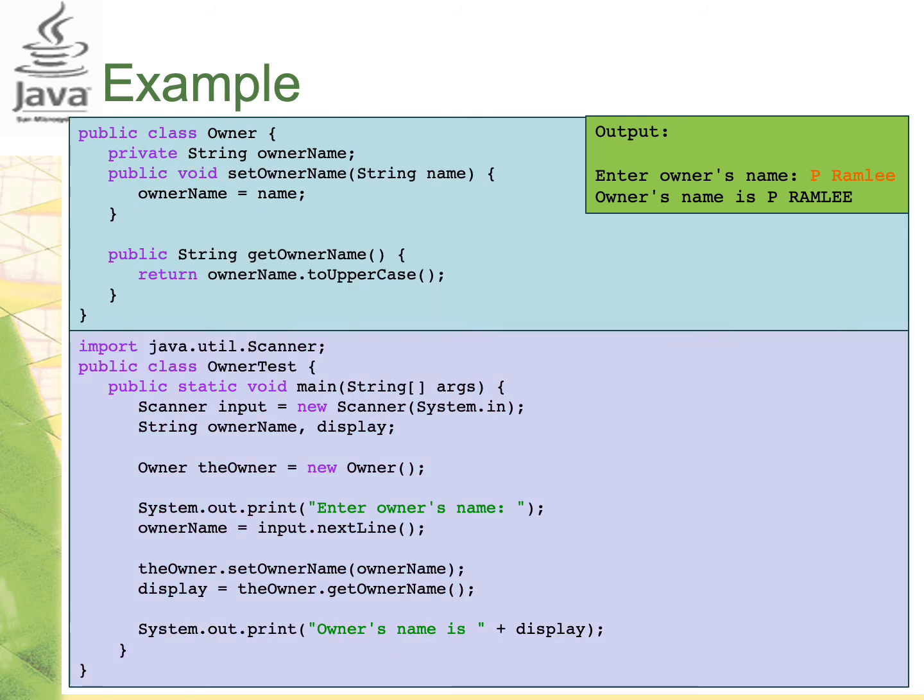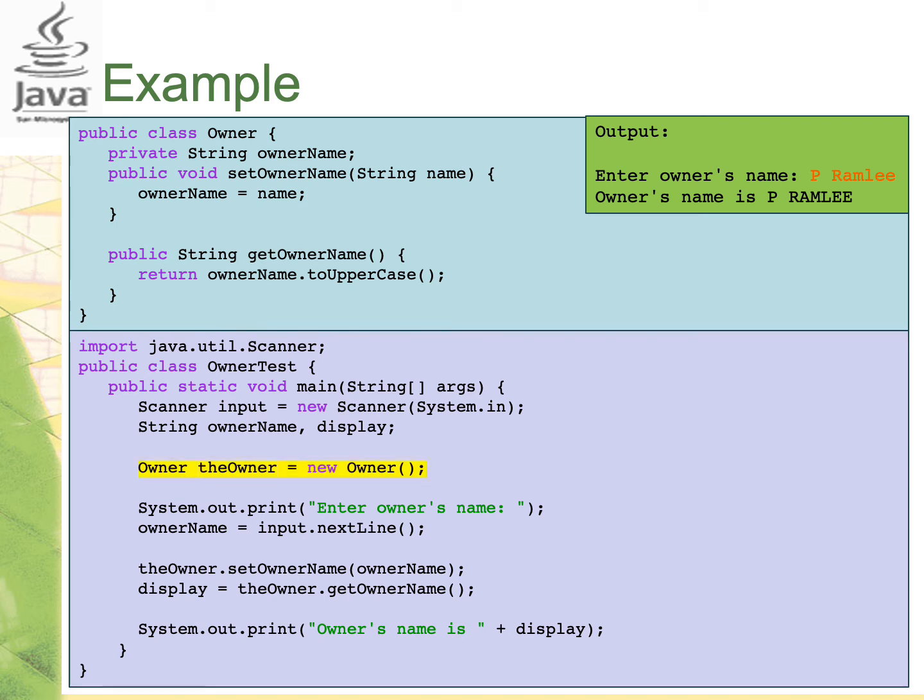It makes more sense to declare and create an object when we have at least two classes. Let's change the code before into two classes. Here we have the Owner class and the OwnerTest class. OwnerTest class only has a main method.